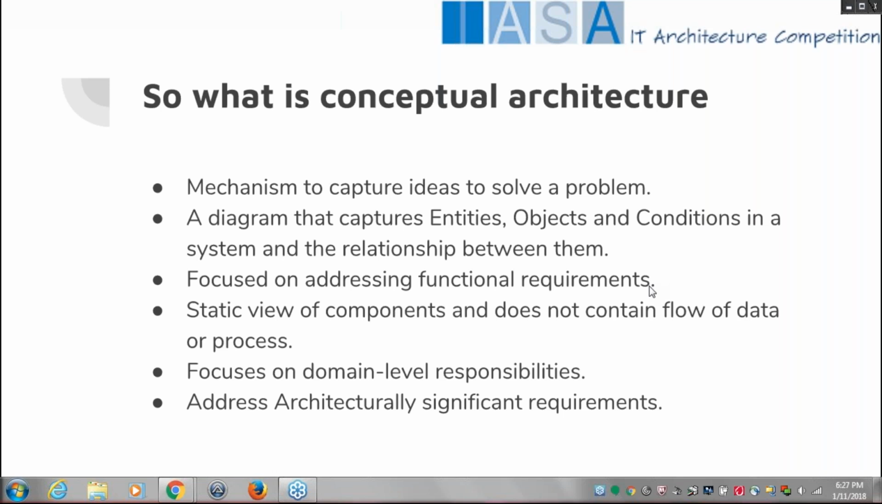This is regarding the second bullet here, the diagram that captures entities, objects. Are you talking about the ER diagram here? No, I'm not talking about the ER diagram. The ER diagram is in the context of data. This is in the general sense: entities and objects are basically things that I need to think about. My next slide will talk about what exactly I mean by those objects, but I'm not referring to ER.